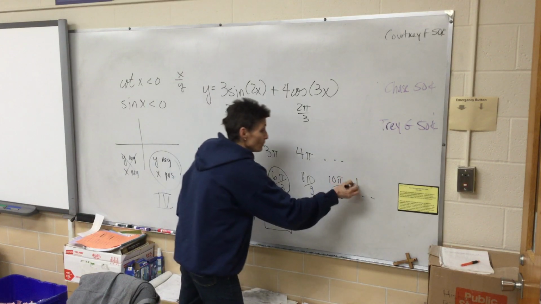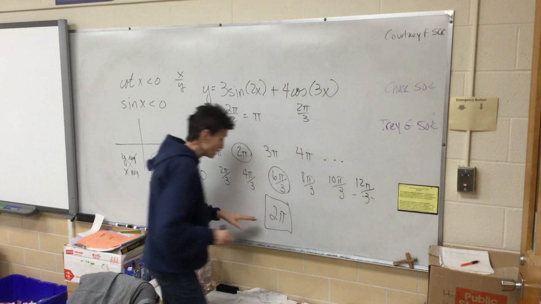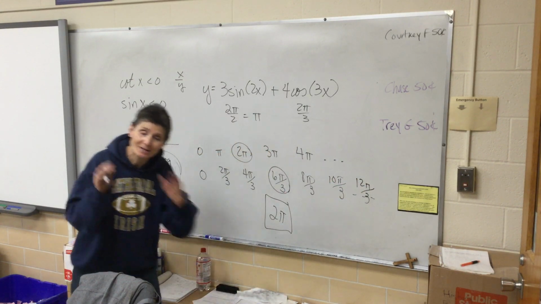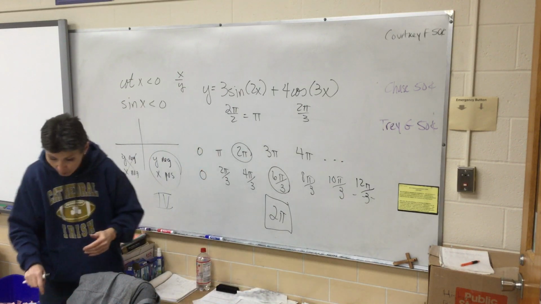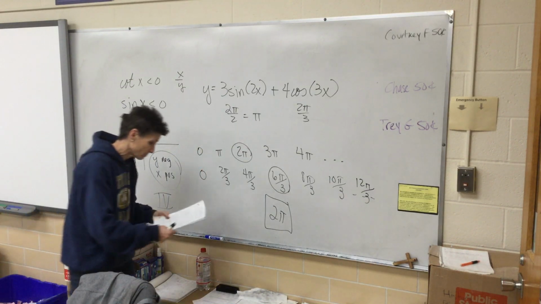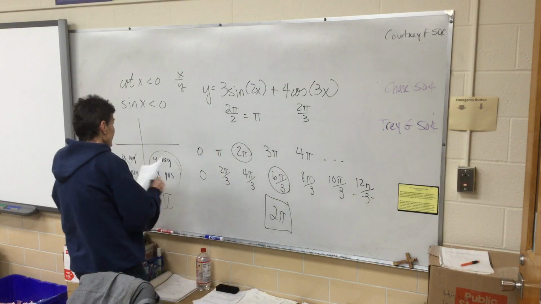Notice they start over again at 4 pi. Of course they do, because their period is 2 pi. So every 2 pi, they are both starting over. All right, let's do the next one.